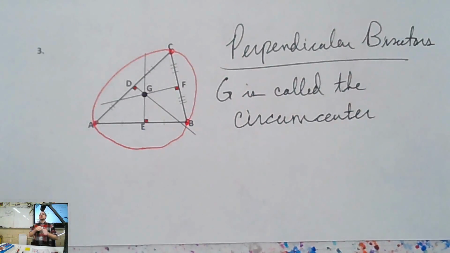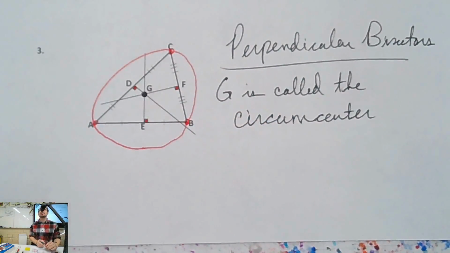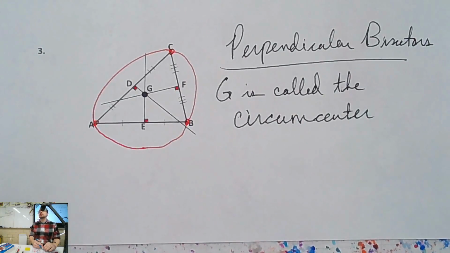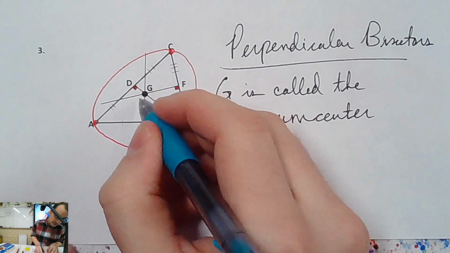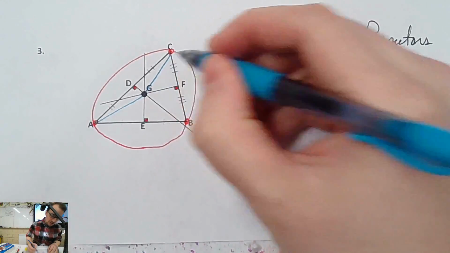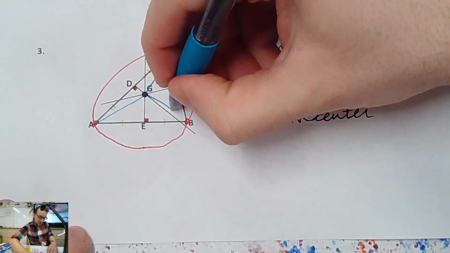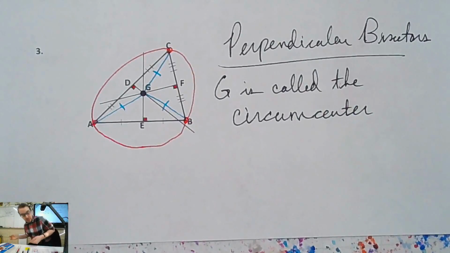So what does this mean? If this is a circle, there must be radii. So from the center to where is going to be a radius? Well, anywhere on the circle. But in particular, from G to A will be a radius. From G to C will be a radius. And from G to B. So these are all the same. So G is the same distance from all the vertices of the triangle.